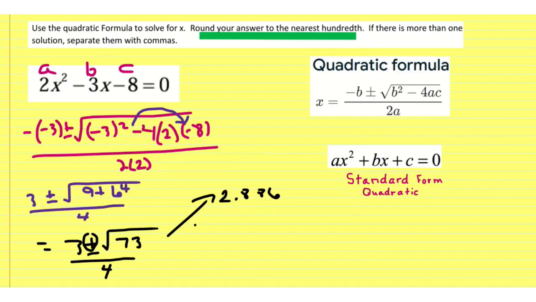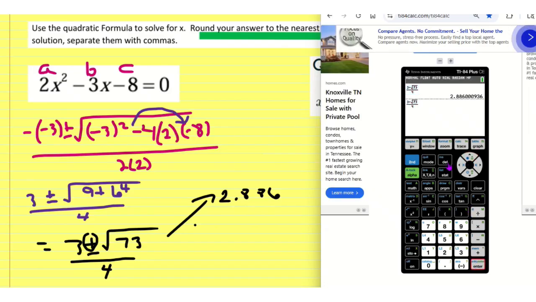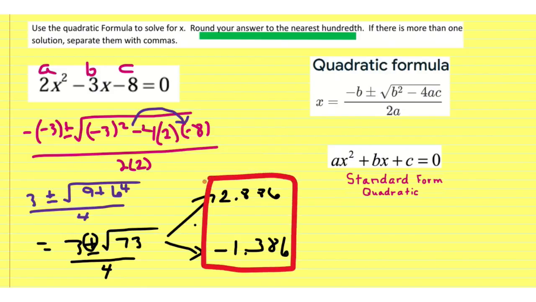And my other answer is going to be the same exact ratio, except that I'm going to subtract the square root of 73. So subtract and enter, and we've got negative 1.386. So the other one is negative 1.386. So these would be my two solutions, my two x-intercepts for this quadratic.